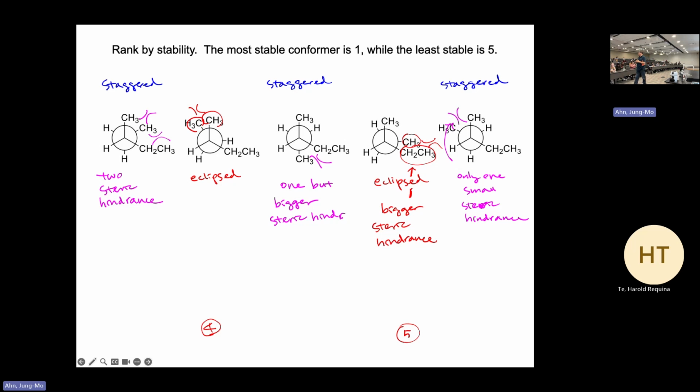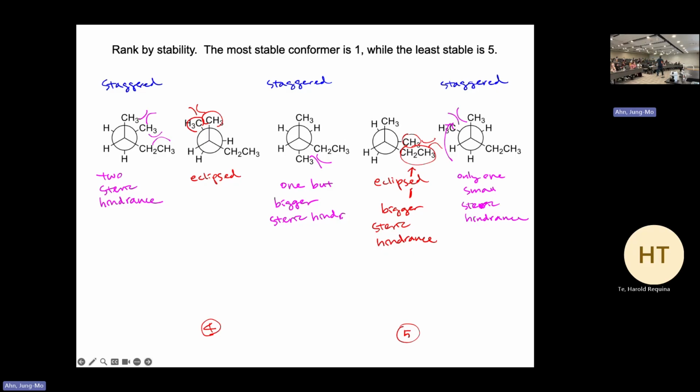Having a gauche relationship will raise the energy, a small amount, but it raises the energy, like a kilocalorie. This one has 2, that is just 1, and this one is a 1. So which one will be number 3? That should be this one, right? Because it has a greater number of gauche interactions compared to the others.